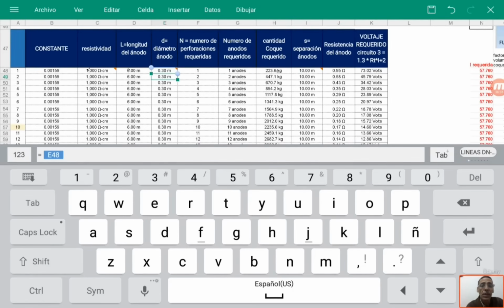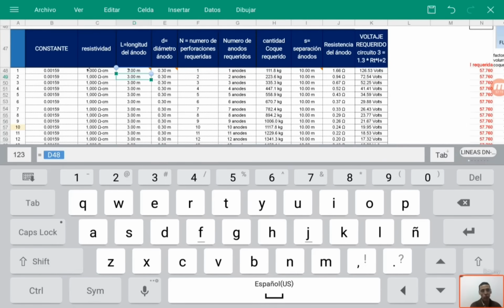Here in this equation, I also have the calculation for the coke required for each one. Notice that when I set it to 6 meters, I needed 223 kilos, but when I set it to 3 meters, for 3 meters of anode I need 111 kilos. I also calculate the anode spacing as well. So notice that resistivity, anode length, and anode diameter all have an effect. So, our decision-making is indeed impacted.